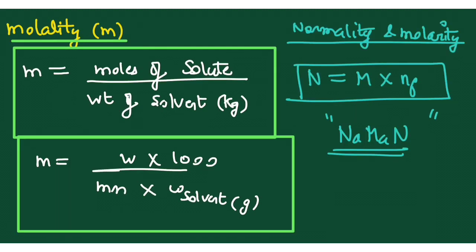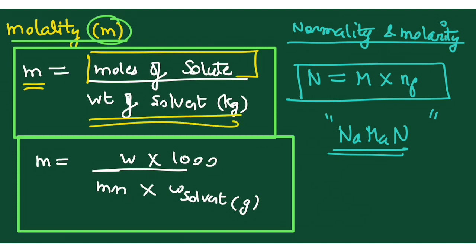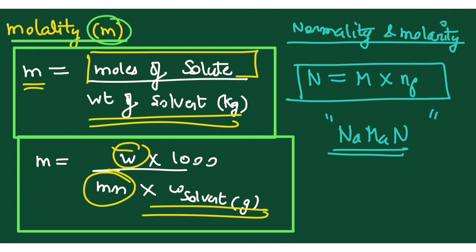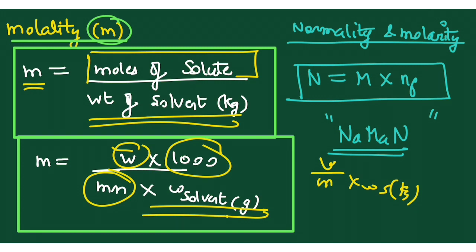Now, molality, small m, is moles of solute divided by weight of solvent in kg. The formula becomes weight upon molecular mass into weight of solvent in gram, and you will multiply by 1000 on the top to convert it into kg. If it is given in kg, no issues. Just put weight upon molecular weight into weight of solvent in kg. Molality, small m, is independent of temperature, whereas molarity and normality are dependent on temperature because they contain a volume term.